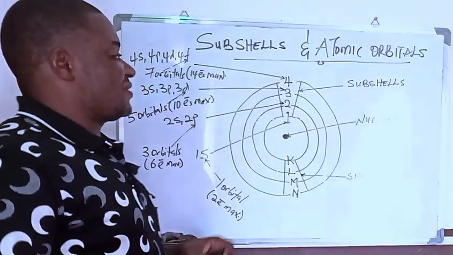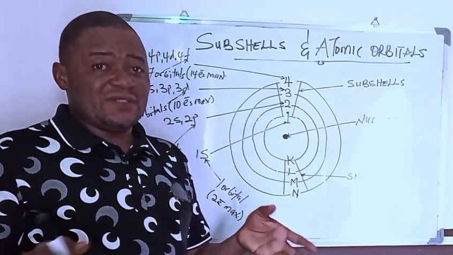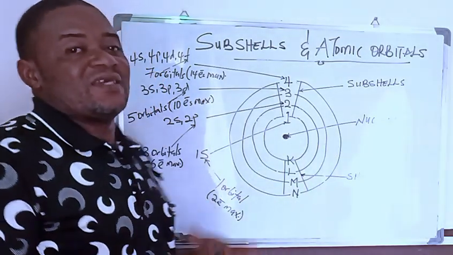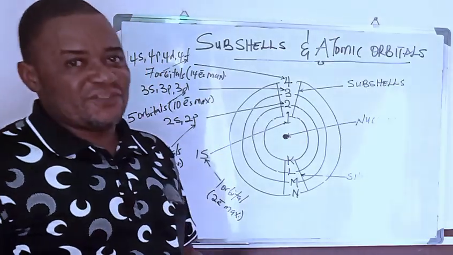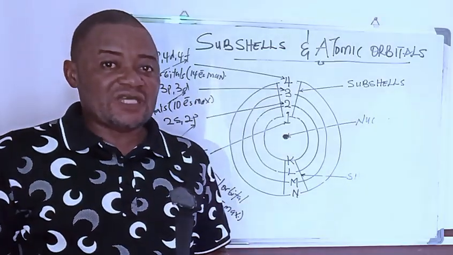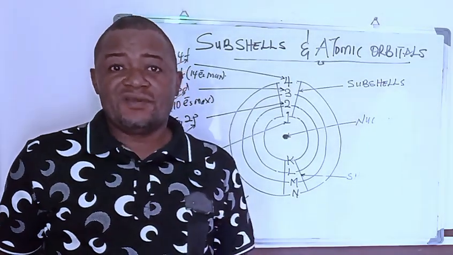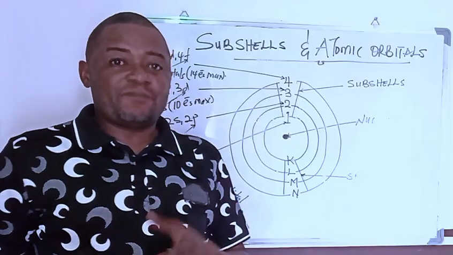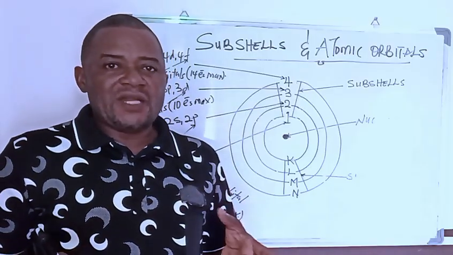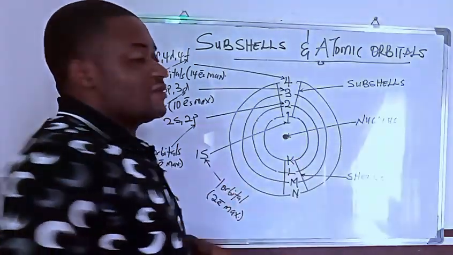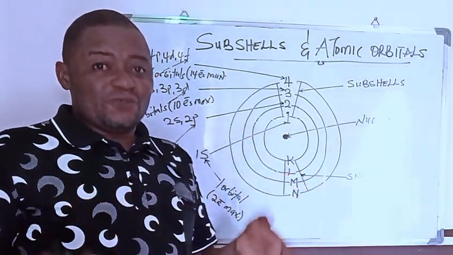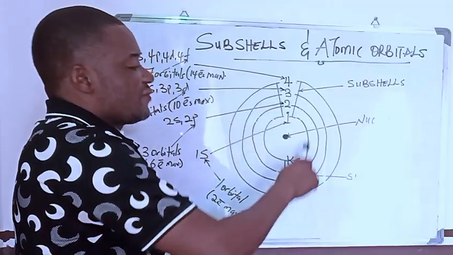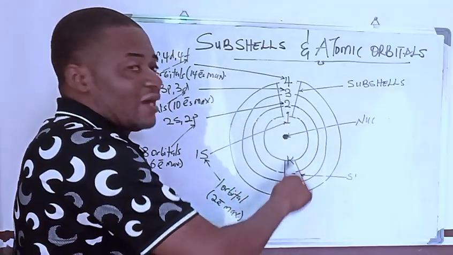At the center here is a nucleus, and the nucleus has charges. The nucleus has a proton, which is positively charged, and it also has a neutron, which has no charge. Neutrons are neutral because they have the same number of negative and positive charges, so they cancel out. So the nucleus has both protons and neutrons, and then electrons are found around the shells, orbiting around the nucleus.